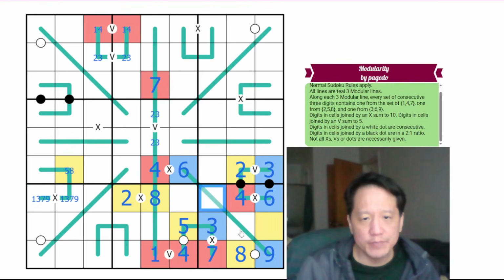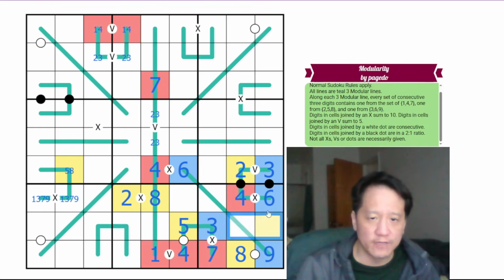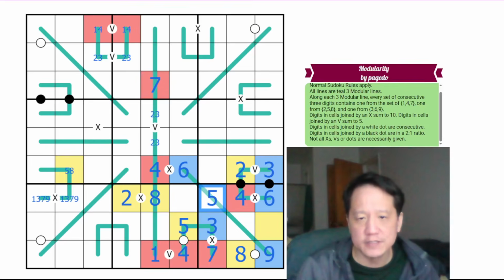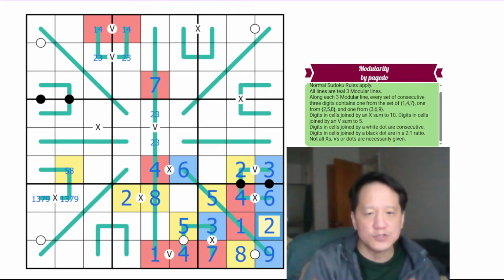These can't be 5. Where is 5 in this lower right-hand box? It must be here. So this is 5, and this is the yellow, which forces this to be red. So that's 1. And then this is 2.